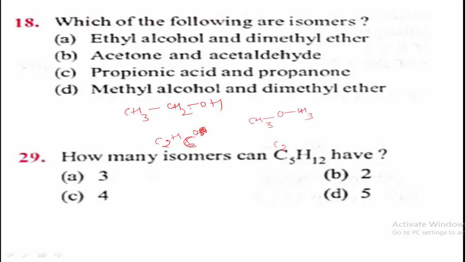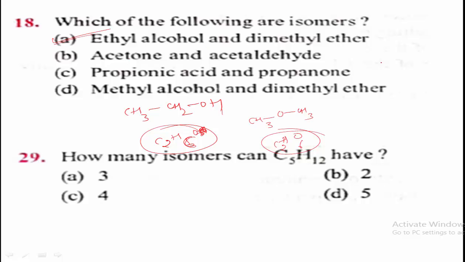Is it right? Because here the total number of hydrogen atoms is 6. And here C2H6, 3 and 3 is 6, and another one. Yes, both contain the same molecular formula. They asked which of the following are isomers. Yes, therefore this one is the right answer.